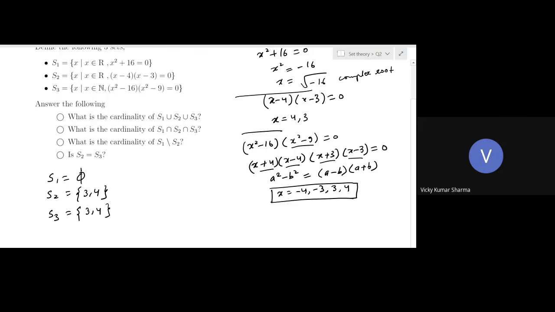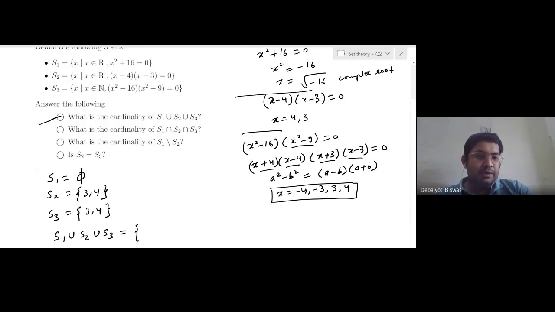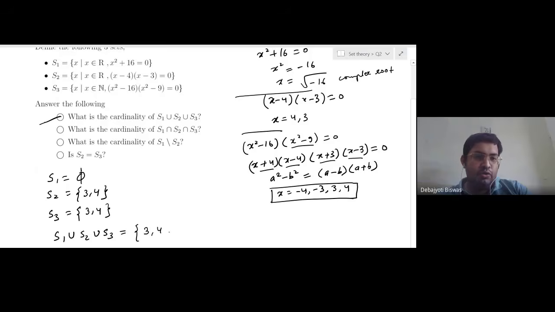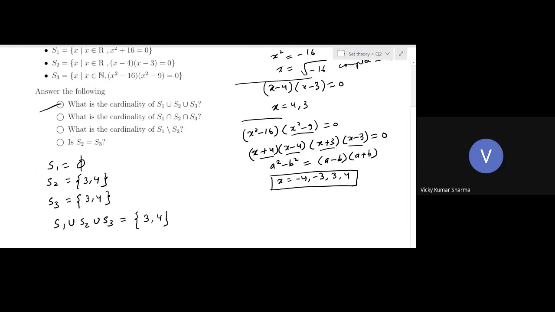Exactly. Now in the question they're asking, what is the cardinality of S1 union S2 union S3? So could you tell me, Devjyoti, what is S1 union S2 union S3? S1 will not have any element. S2 will have 3 and 4. S3 also 3 and 4. So total elements will be 3 and 4. So should I write this again, 3 and 4? No, because a set does not contain duplicate elements. Very good. So I just have 3 comma 4 here.